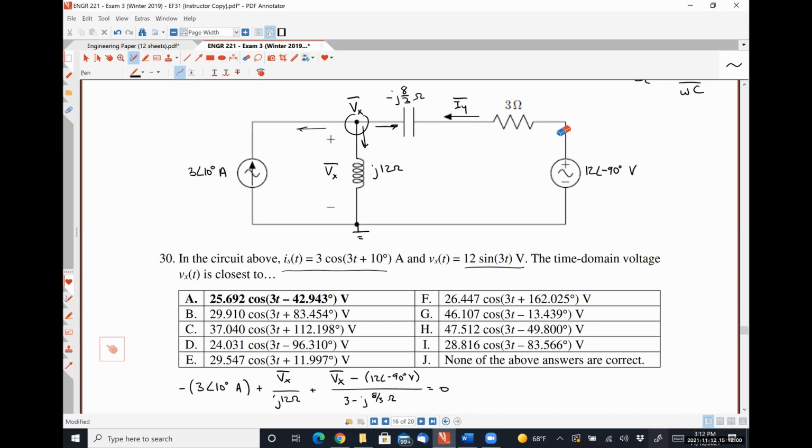For the source transformation, you'll treat the inductor as its impedance, right? So to do that source transformation, that would be 3 angle 10 amps multiplied by J12, which would be 36 angle 100 degrees volts.